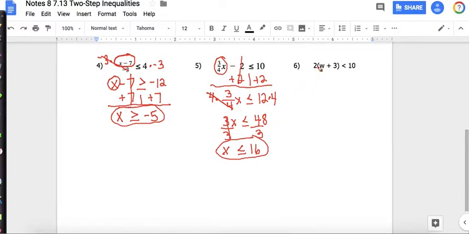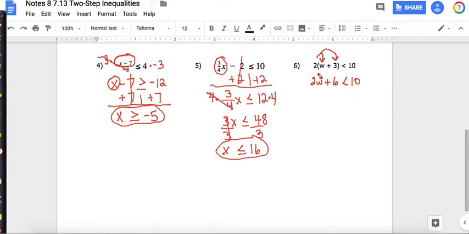Now number 6. Remember, when we learn properties, number in front of parentheses, we can use the distributive property. So draw these arrows in. And we're going to distribute the 2 to both parts inside the parentheses. So 2 times w is 2w, and 2 times 3 is 6. Bring your symbol down, is less than 10.